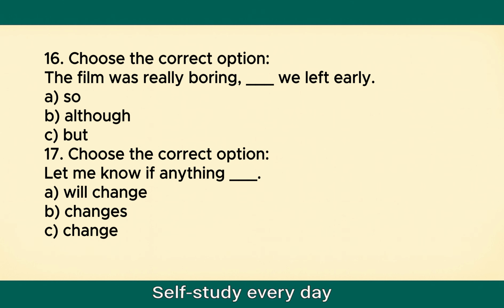16. Choose the correct option. The film was really boring. We left early. A. So. B. Although. C. But. 17. Choose the correct option. Let me know if anything blank. A. Will change. B. Changes. C. Change.